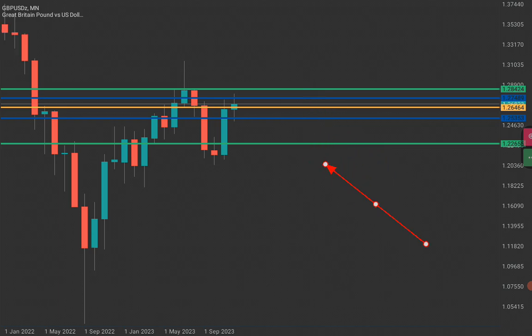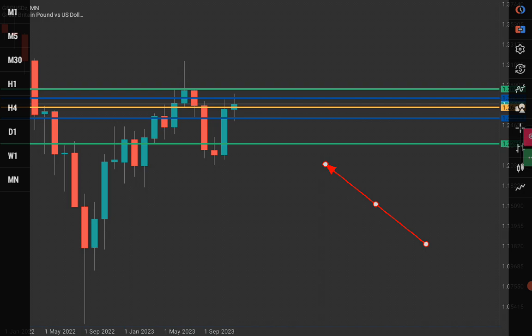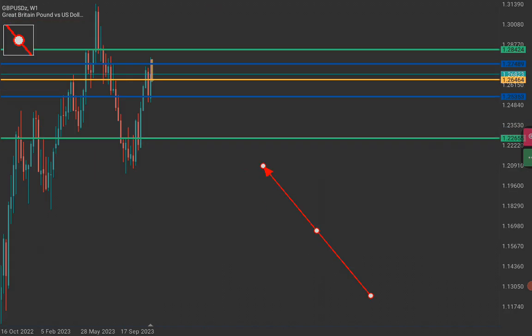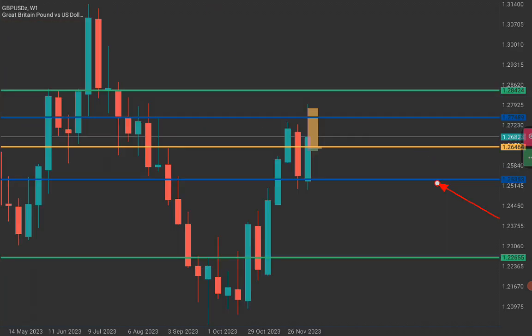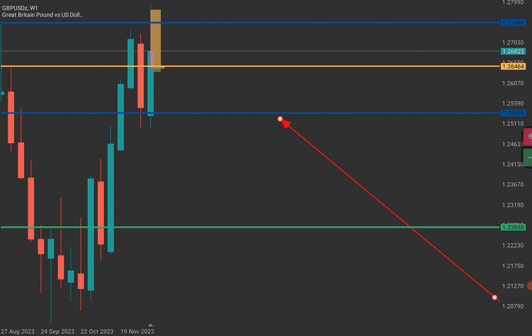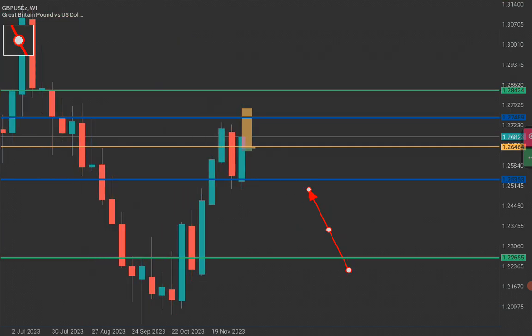The second thing I do is go to the weekly time frame and mark my weekly zones. My weekly zones are these two blue lines right here, this blue line and this other blue line.